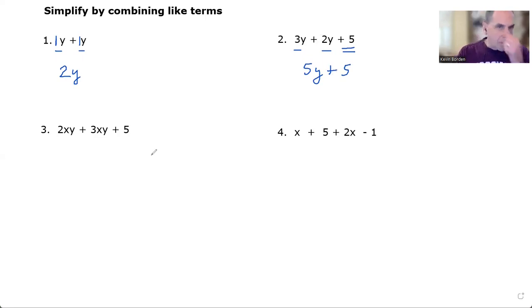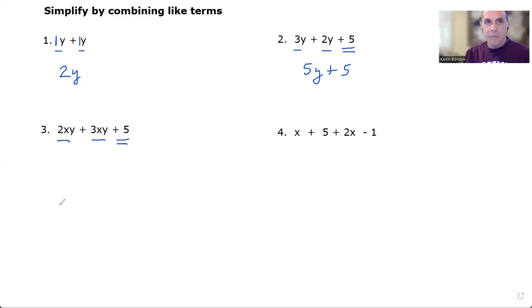Let's move on to question 3. Once again, we're looking to identify our like terms. xy and xy. The 2 and the 3 in front of it does not matter. Those are like terms that can be combined. And once again, we have a plus 5 at the end here.